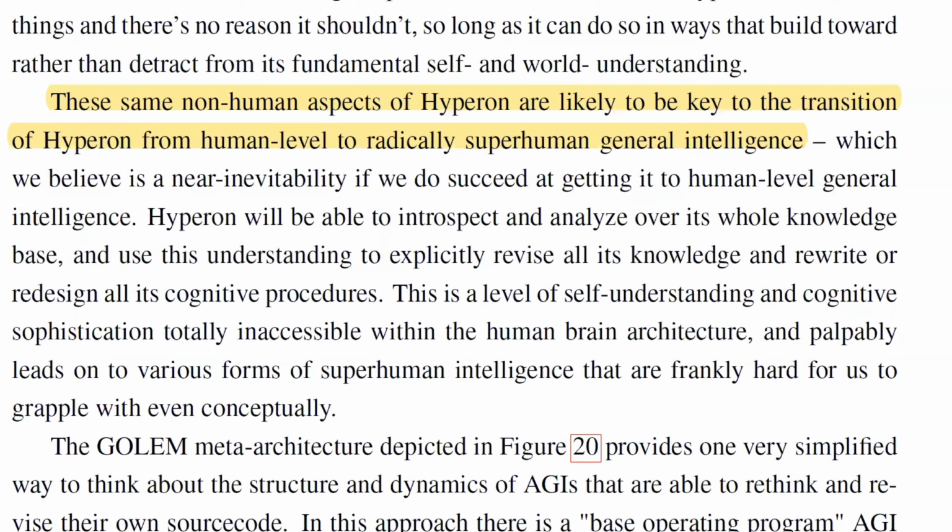The paper goes on to point out key differences between how Hyperon works and how the human brain works, and states the same non-human aspects of Hyperon are likely to be key to the transition of Hyperon from human level to radically superhuman general intelligence. The next paragraph is very interesting to me.